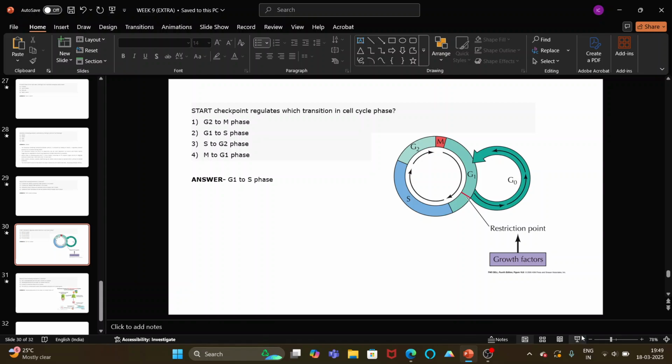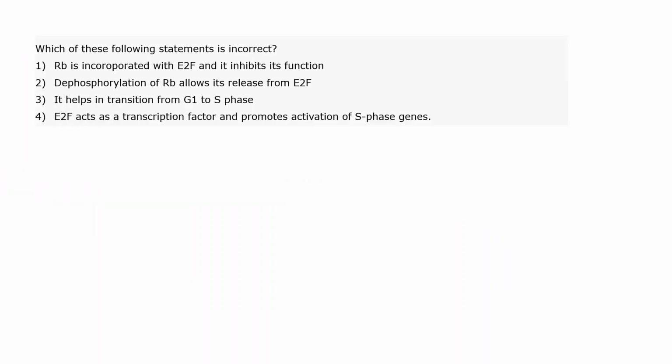Okay, so I will just give you the final question. Which of the following statements is incorrect? Retinoblastoma is associated with E2F and it inhibits its function. Dephosphorylation of retinoblastoma allows its release from the E2F transcription factor. This retinoblastoma-E2F interaction helps in the transition from G1 to S phase. E2F acts as a transcription factor and promotes activation of S phase genes. Which might be the answer?